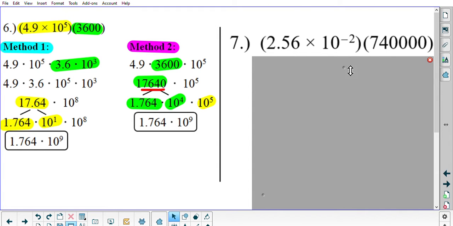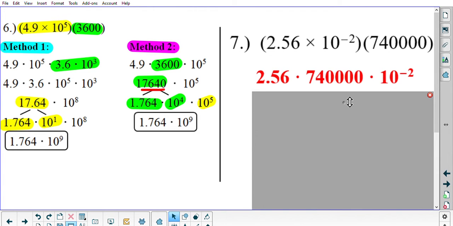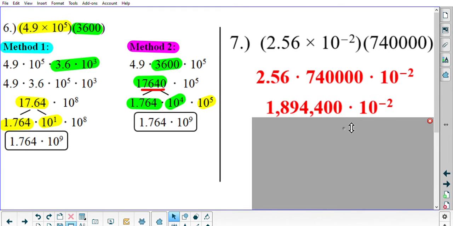All right, I hope you've already done number 7 on your own. I like method 2, so I'm going to take 2.56 times 740,000. Off to the side, I do that, and I get 1,894,400 times 10 to the negative second. Now, obviously, 1,894,400 is not in scientific notation.